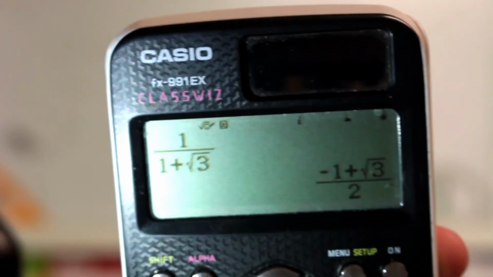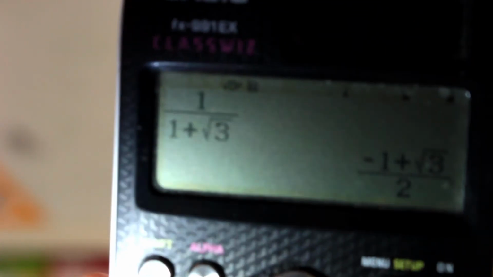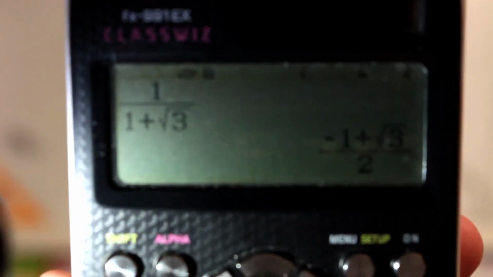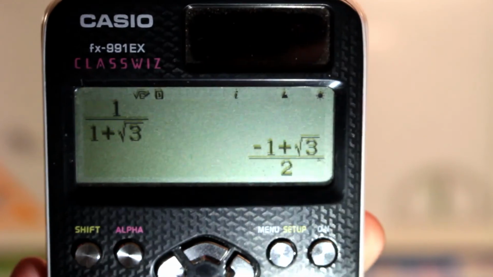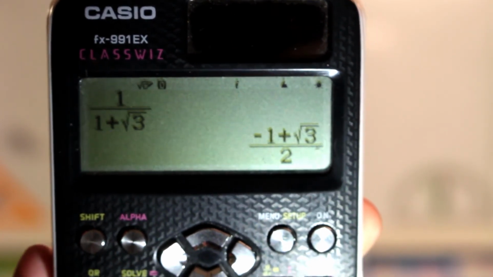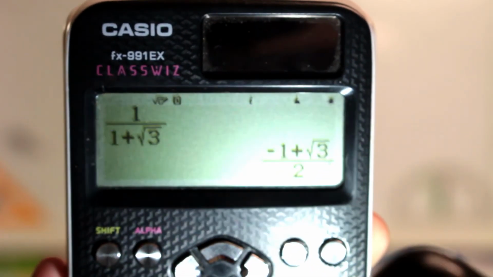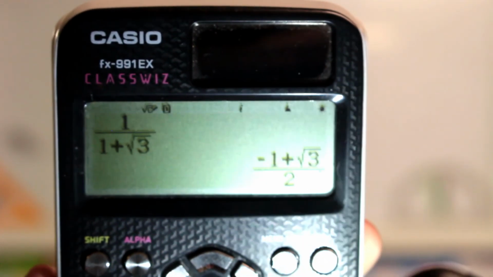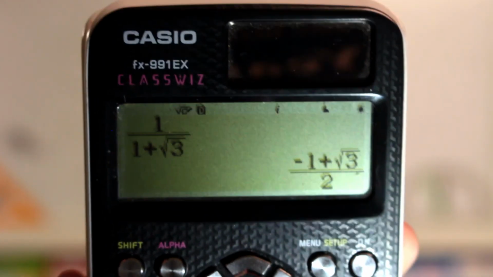Okay there guys, so I had to actually shine a torch on this to see it because it's so dark, but as you see here, if you type in 1 over 1 plus root 3 on a calculator, it'll give you this. And this says minus 1 plus the square root of 3 over 2. That is the same thing as the square root of 3 minus 1 over 2. They're just written in a different order for some reason. I think it likes to put rational numbers first.